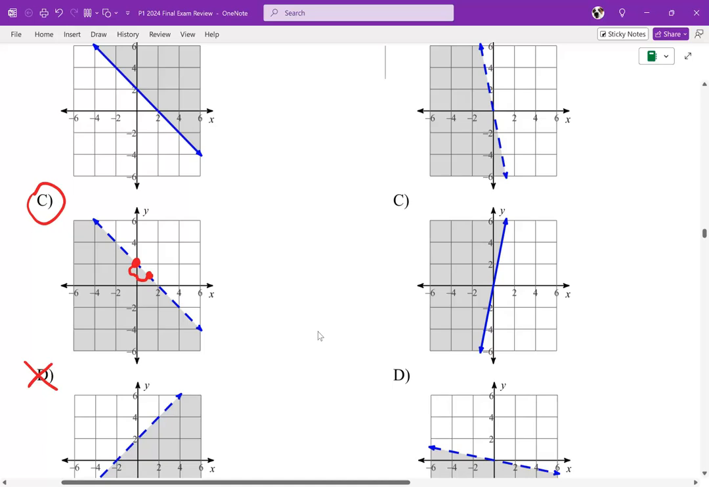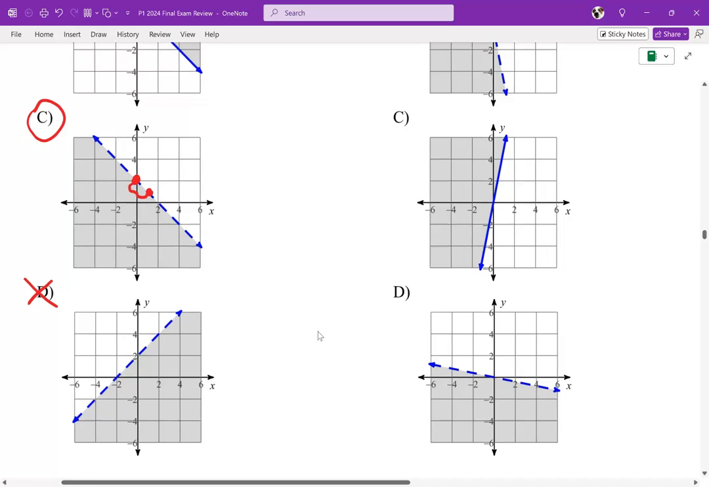C, solid line? Yes. Shaded above? Yes. D, solid line? No. So my answer has to be C. Now just to double check things, it was supposed to cross at 0 and then the slope of 5. So 1, 2, 3, 4, 5 over 1. So there it is.